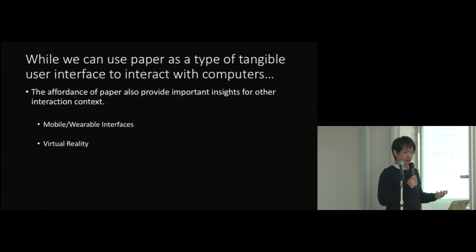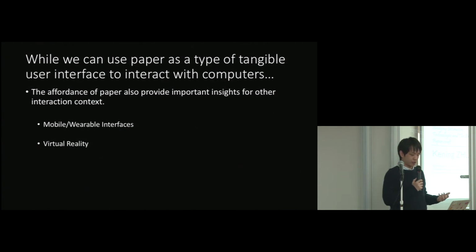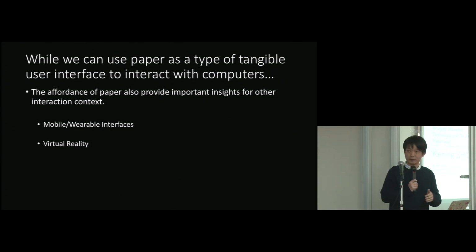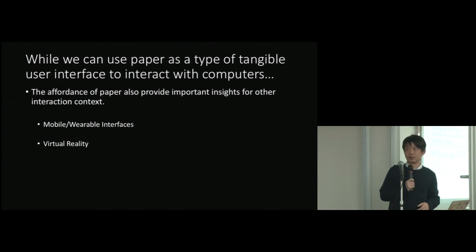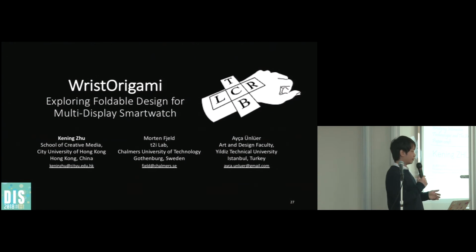So as we can use paper as a type of tangible user interface to interact with the computer, the affordance of paper could also provide important inspirations to other interactive contexts, such as mobile interfaces or wearable interfaces or virtual reality. So in the rest of the presentation, I will show 2 projects that I explore the affordance of folding in these 2 directions. First project I want to share is a project called Origami.